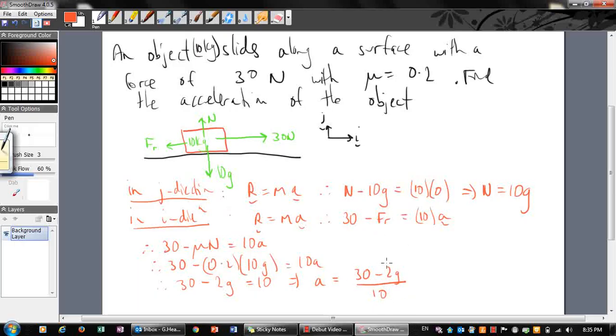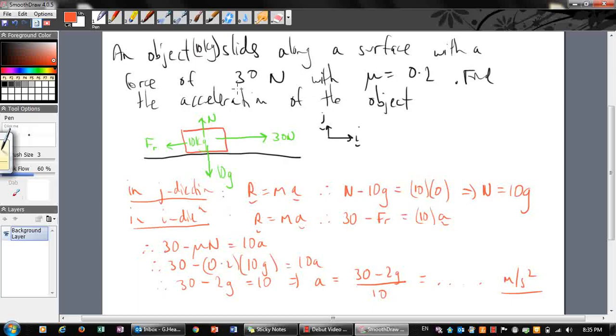If you need an exact answer, then that's 30 minus 2G over 10. If the question asks for 2 decimal places or something like that, then you would calculate that. So jump on your calculator and figure out what that's equal to. I'm not going to bother doing that. And remember, acceleration is in meters per second squared. Okay, so that's what we're doing here, figuring out what is going on.